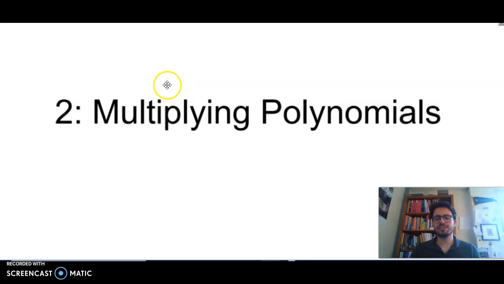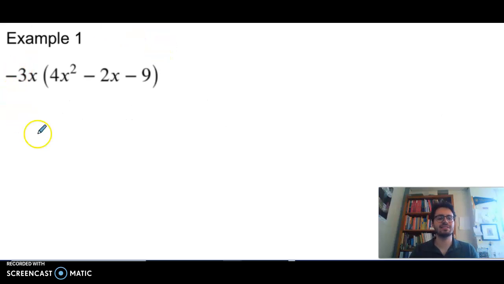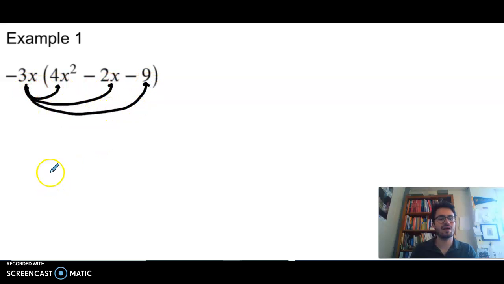Hey everyone, so we're going to talk about multiplying polynomials. You've already added, you've already subtracted, so let's see how this works. So here I have negative 3x times this whole thing. Remember, parentheses means multiplication. So just like distribution, I have to distribute this thing all over.